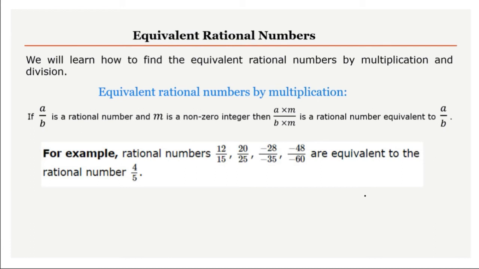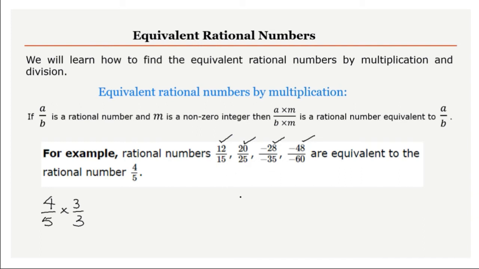Let's look at an example. 12 upon 15, 20 upon 25, -28 upon -35, -48 upon -60 are all equivalent rational numbers of 4 by 5. If 4 by 5 is multiplied by 3 by 3, we get 12 upon 15. Multiplied by 5, we get 20 upon 25. If the same is multiplied by -7, we get -28 upon -35. If the same is multiplied by -12, we get -48 upon -60.